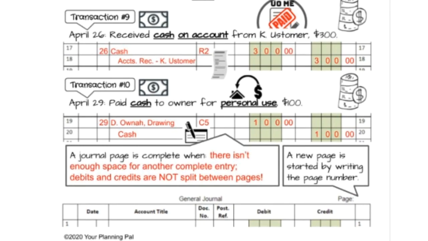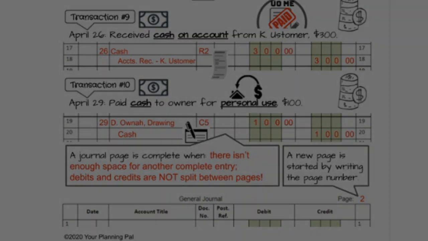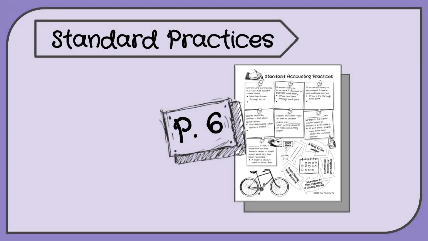So a journal page is complete when there isn't enough space for another complete entry. Debits and credits are not split between pages. So if you get to the end of the page and you only have one row left, but you need 2 rows for the entire entry, then you do not start it. You skip that last line and you go to the new page. And a new page is started just by writing the page number up in the top. So we finished General Journal page 1. Now we're going to General Journal page 2, and we number those pages so we know what order they go in. All right, we've got page 6. This is all about standard accounting practices.